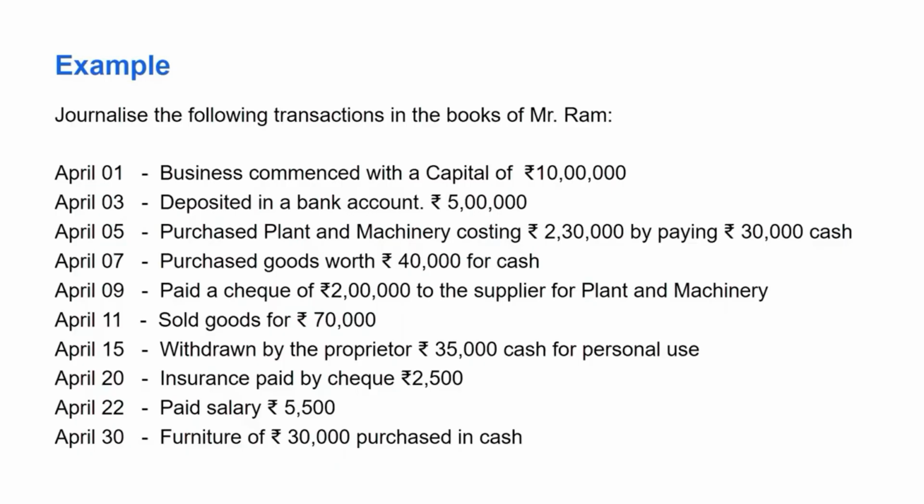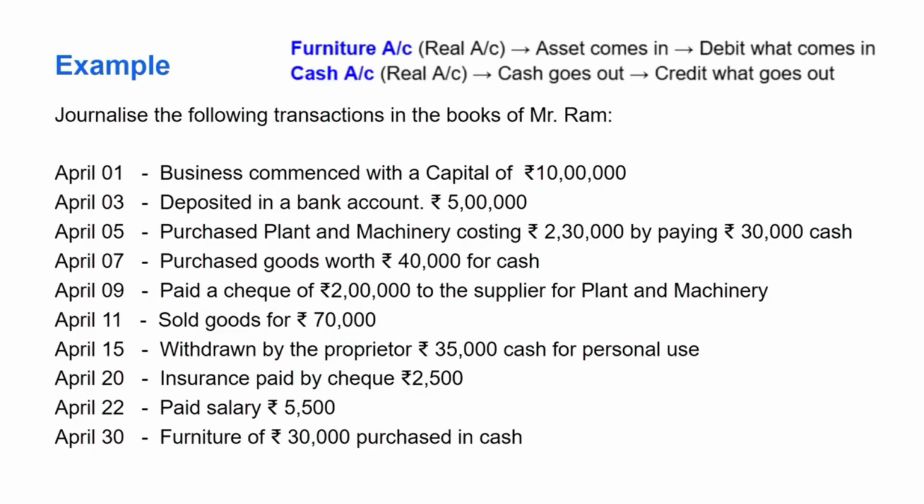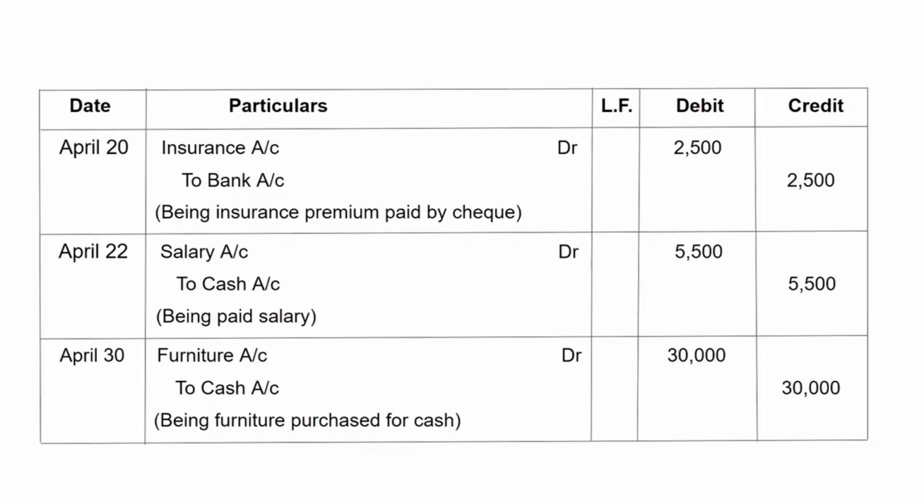April 30th, furniture of rupees 30,000 purchased in cash. Here the two accounts are furniture account and cash account. Furniture account is a real account and furniture is an asset and it comes in the business. So debit what comes in. And cash account. Cash is a real account. Cash goes out of the business. So credit what goes out. So we record it as April 30th, furniture account debit 30,000 to cash account 30,000, being furniture purchased for cash.